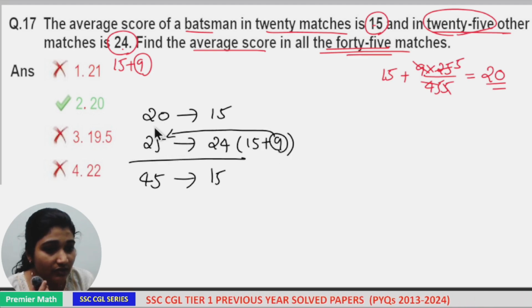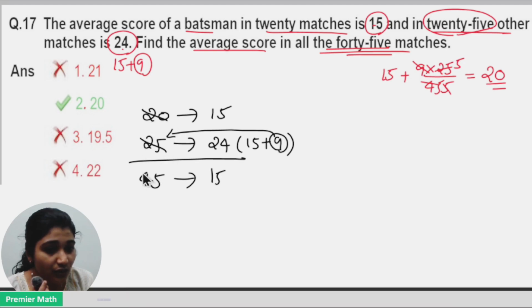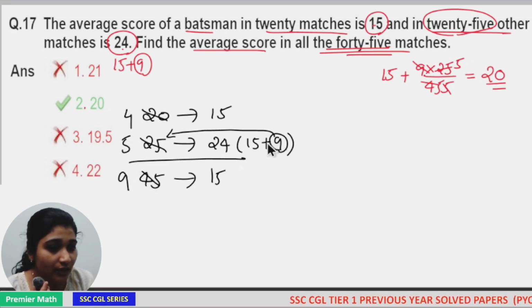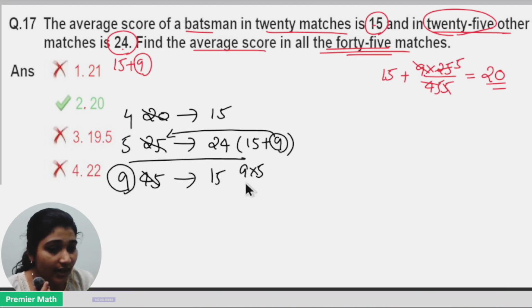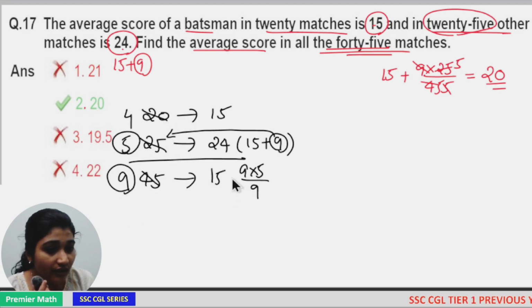Instead of multiplying it with 9 into 25, take the ratio of numbers because this will cancel each other in numerator and denominator. 5 goes 4 times in 20, 5 times in 25, 9 times in 45. Now 9 into 5 is the distribution. 9 into 5 is the extra sum which should be equally distributed to these 9 matches. Now, here we are taking the total average, so add this distribution. If we are taking the average of 20 matches or 25 matches, we have to subtract this. Here we are taking the total average. So this is equal to 15 plus 5, 20.